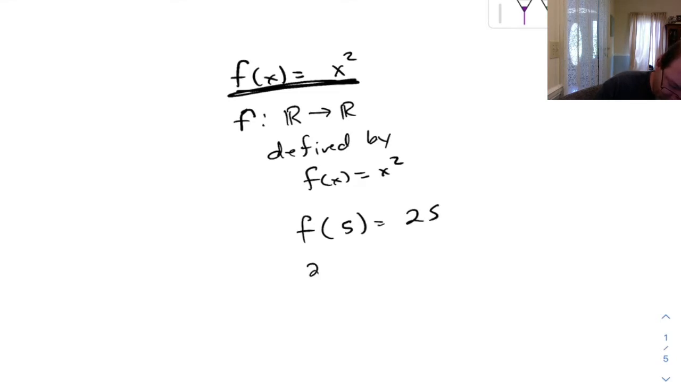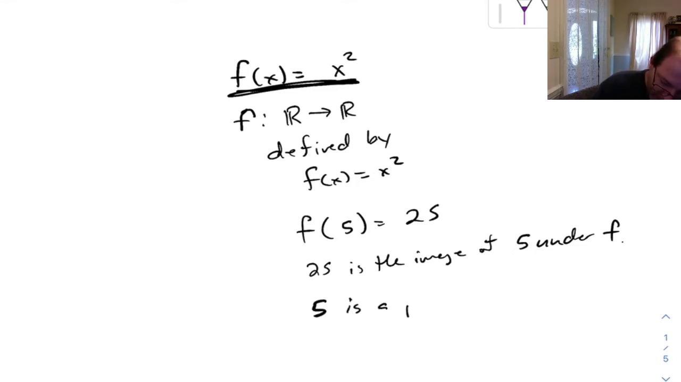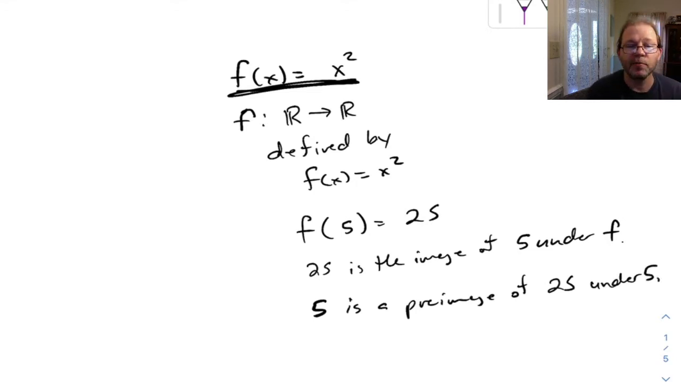You could say 25 is the image of 5 under f. And 5 is a preimage of 25 under f. And again, I said it's a preimage because negative 5 is also a preimage of 25 under this function.